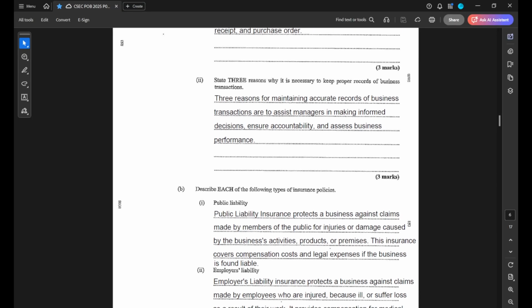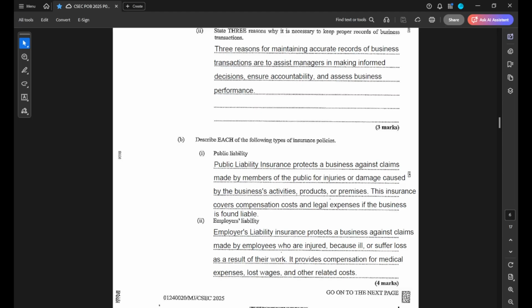Moving on, we have employer's liability. Employer's liability insurance protects a business against claims made by employees who become ill or suffer loss as a result of their work. It provides compensation for medical expenses, lost wages, and other related costs. So any employee who becomes ill or suffers loss as a result of their work, there's compensation for that. There's an insurance policy that will take care of it as well.